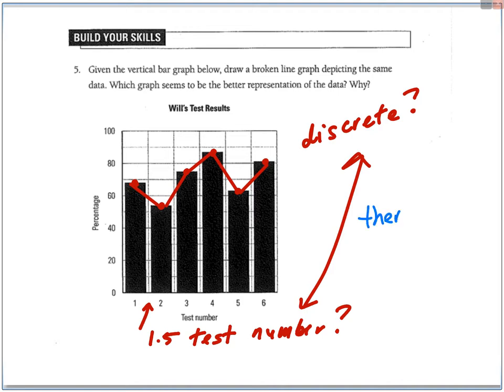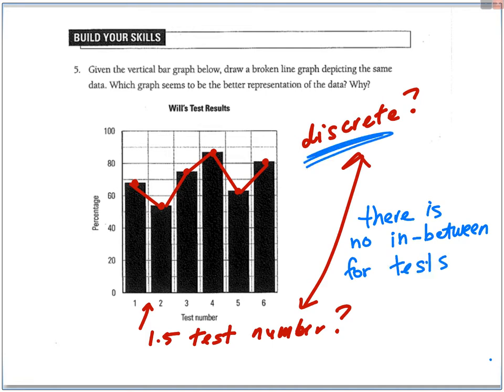There is no in between. There is no in between for tests. That implies it's discrete. If there's no in between, it's discrete. Discrete should be a bar.